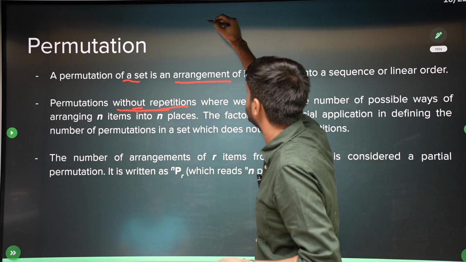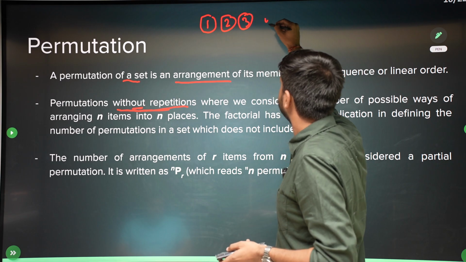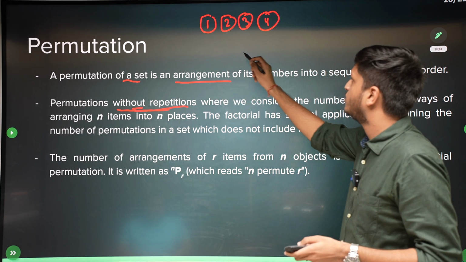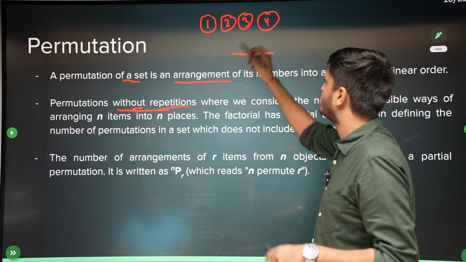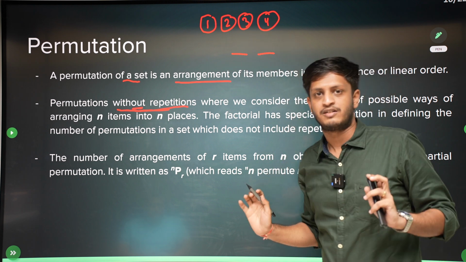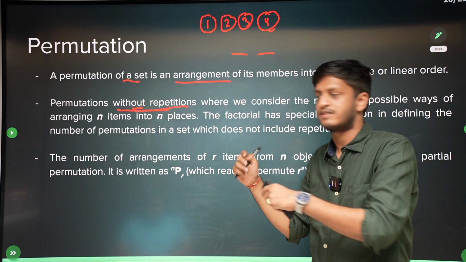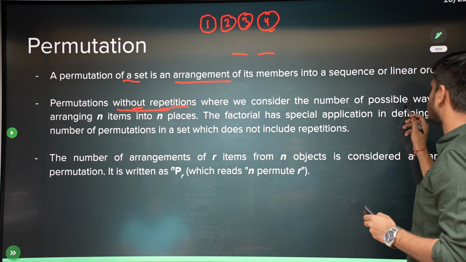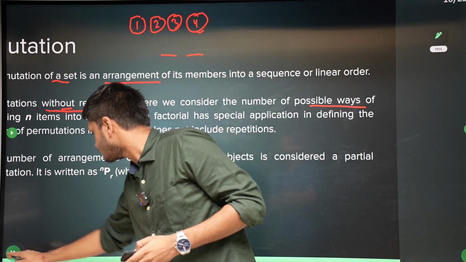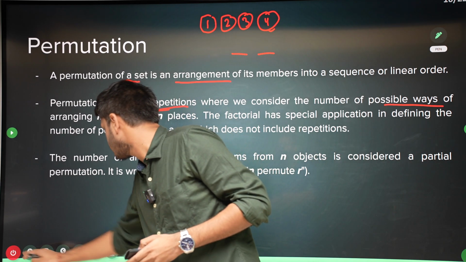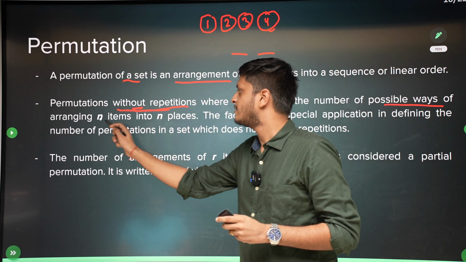So for example, let's say you have 3 objects, 1 2 3, and you have to arrange them in 2 places. By default you cannot repeat them, so you put one of the objects here, put one of the objects here. You cannot use one twice. That is without repetition, you are not repeating the elements. Here we consider the number of possible ways of arranging n items into n places. So permutation without repetition is we have to arrange n items into n places.